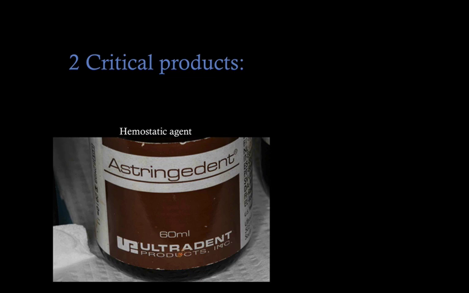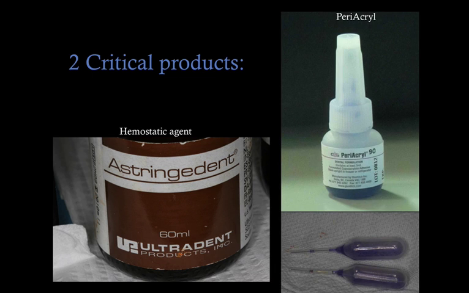So I use the hemostatic agent to control the bleeding, in addition to local anesthesia and definitely a lot of pressure, definitely 5 to 10 minutes of pressure at the end of the procedure. The other critical product is using medical grade cyanoacrylate. The product name is periacryl. I use a couple of drops just at the edges of the flap, and that increases the stability tremendously.